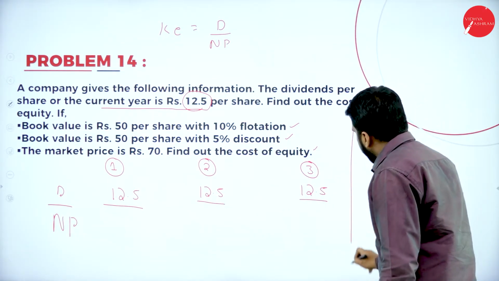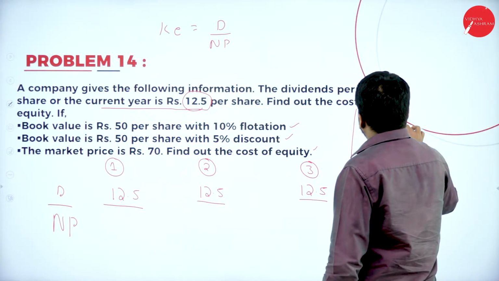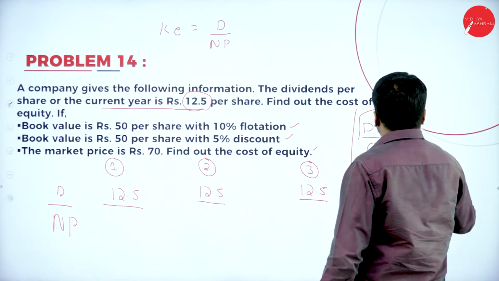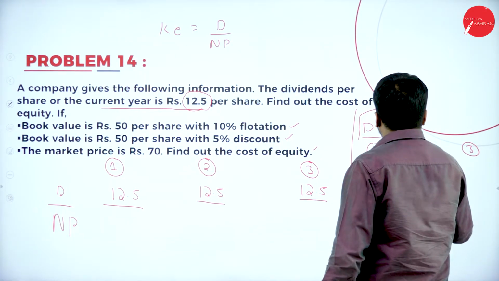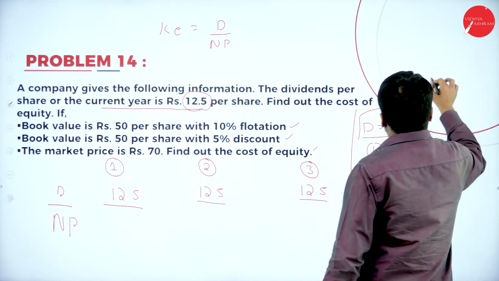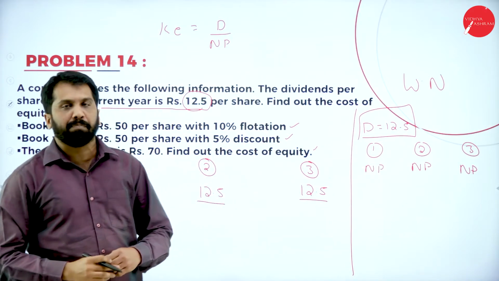Now, I'll do some working note. Your dividend is 12.5. It is done. Now, for the first one, second one and the third one, what will be your NP? Working note. I am doing working note for all three. What will be your net proceeds?